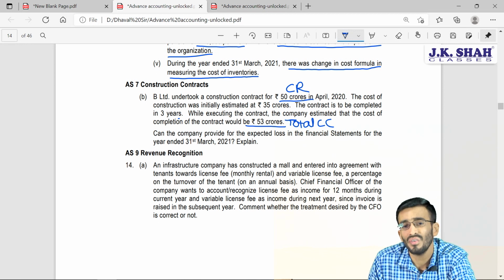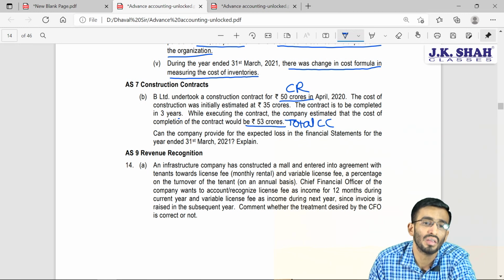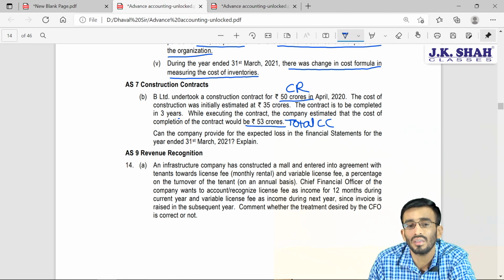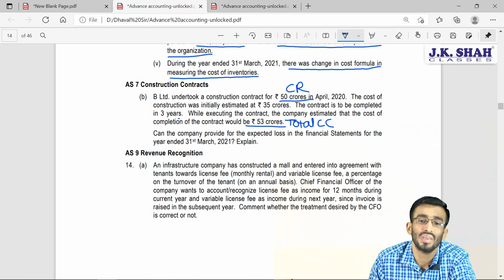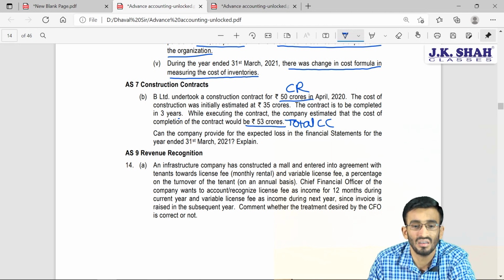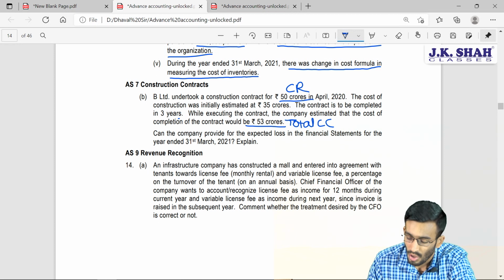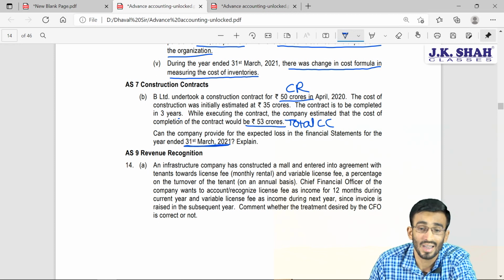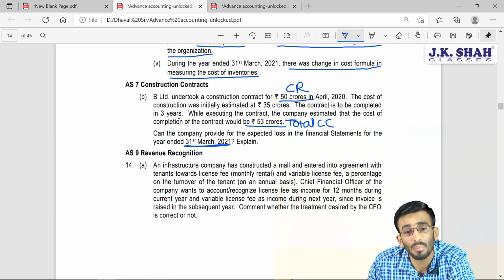Now in the first financial year only, we came to know that in this particular contract there will be a loss of 3 crore. So now whenever we come to know that there will be a loss, then that particular loss we have to recognize immediately in the year in which we came to know. So for the year ended 31st March 2021 only, we will recognize the entire loss of 3 crore with the help of provision.